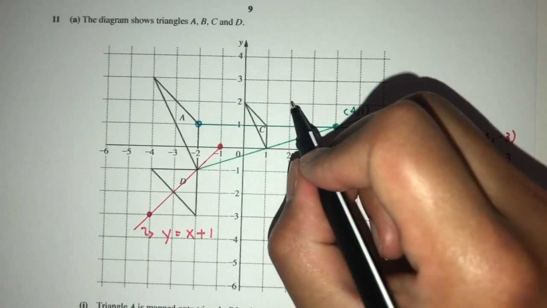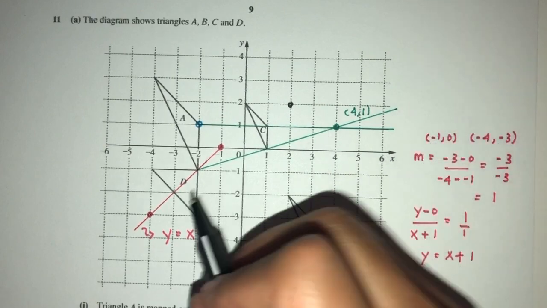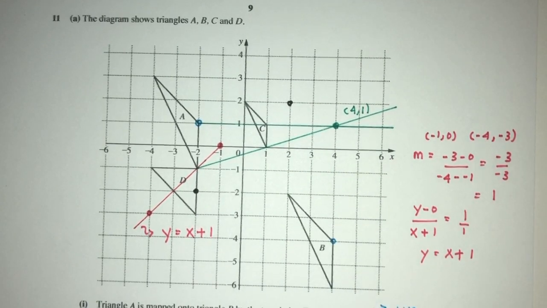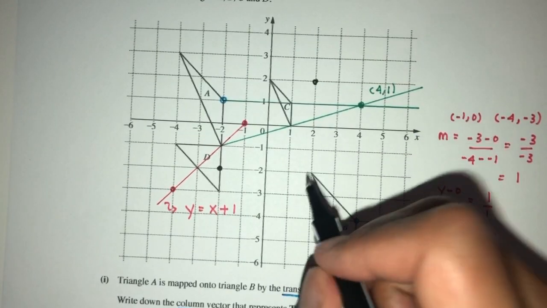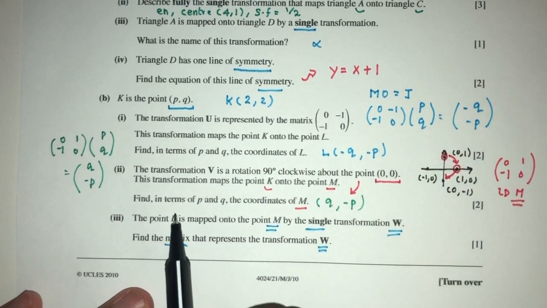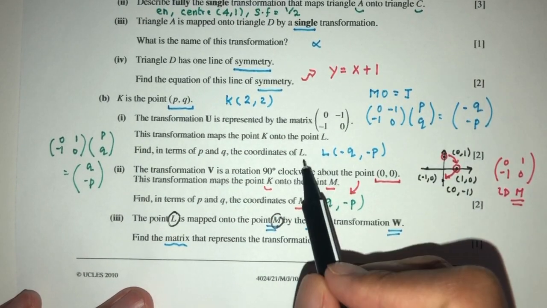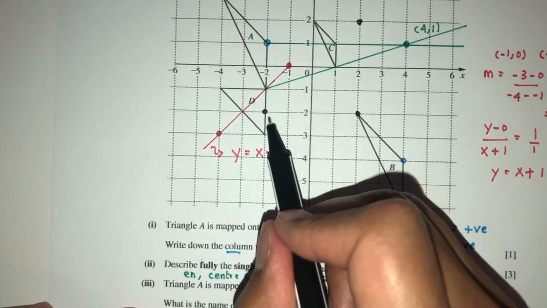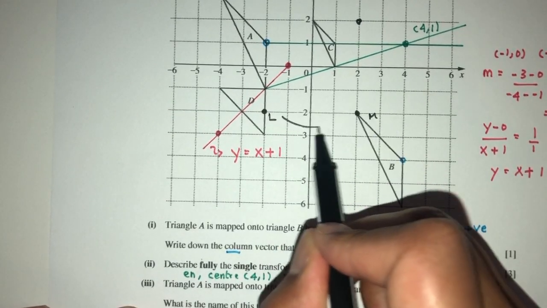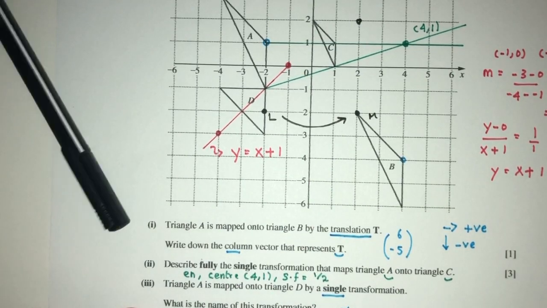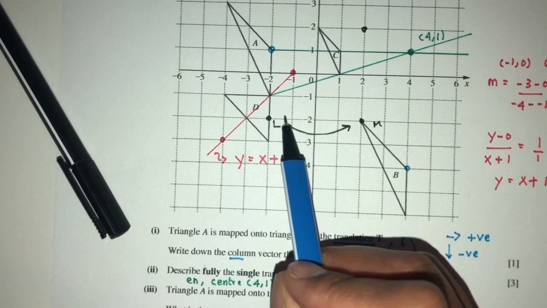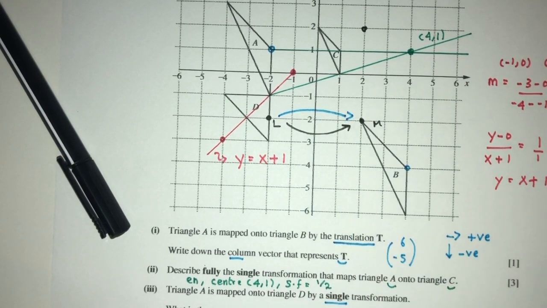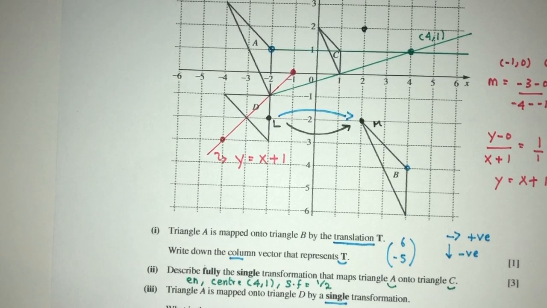So the point was (2, 2) first, became (-2, -2), which will be right here. And then finally the point becomes (2, -2). We are trying to find the transformation that maps L onto M. As you can see by observation, this is simply a reflection on the y-axis. So we have to find the matrix representing the reflection on the y-axis.